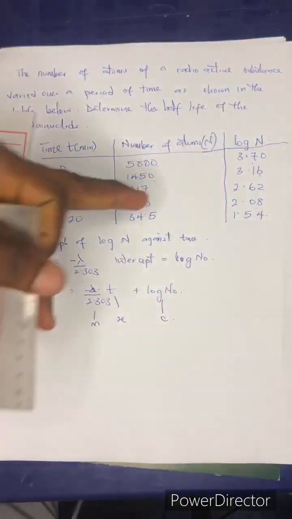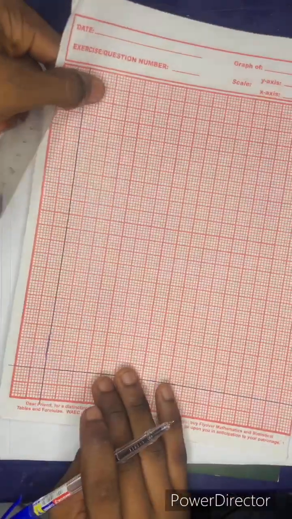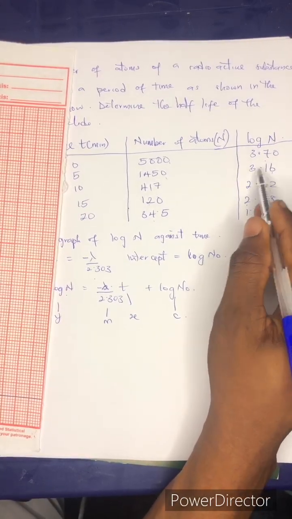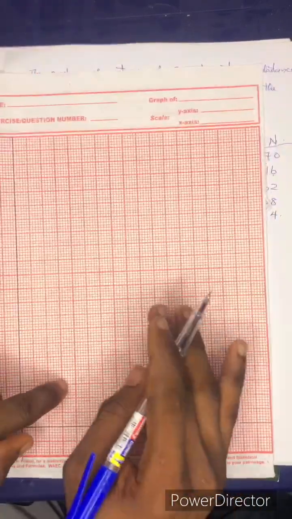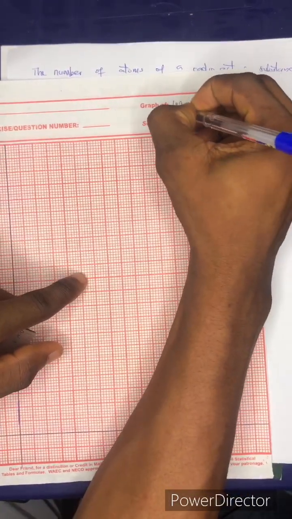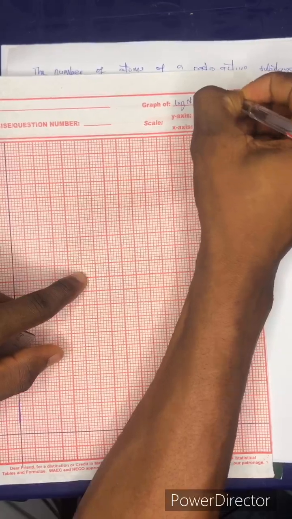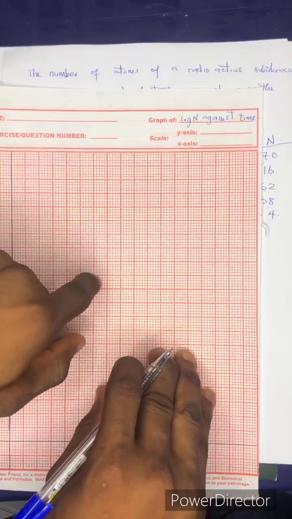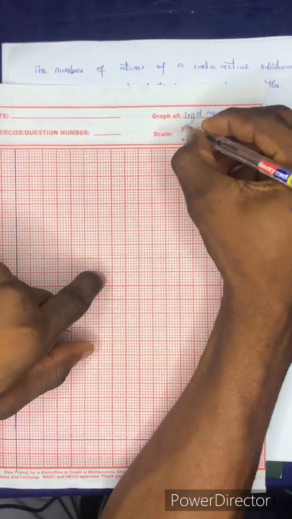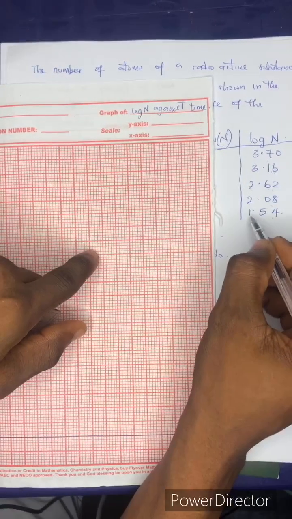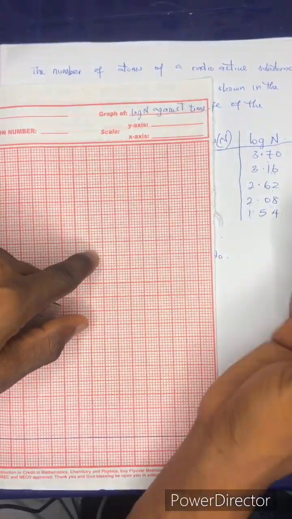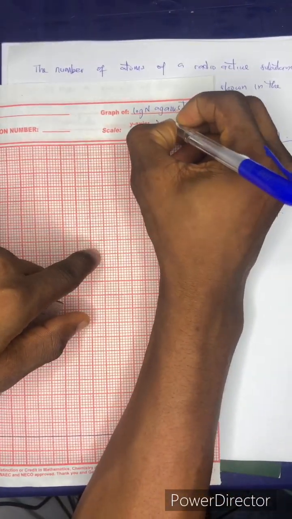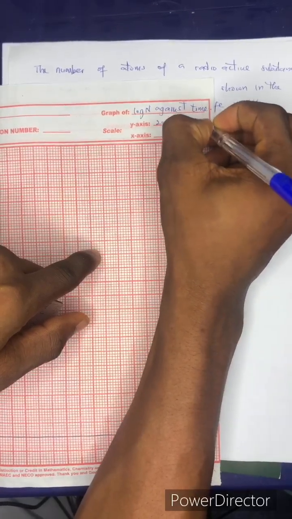So yes, these are my values. This is my graph. Now, considering my values, I have 1.5, 2.0, 2.6, 3.6, and 3.7. Since this is a graph of log n against time, the y-axis is log n. But then look at what we have: 1.5, 2, 2.6. I can basically use 2 centimeter to 0.5 units.